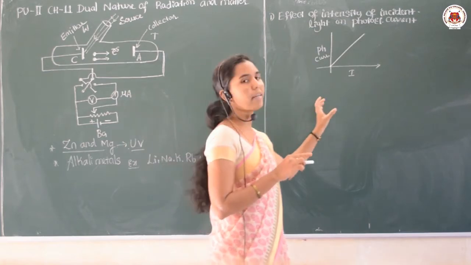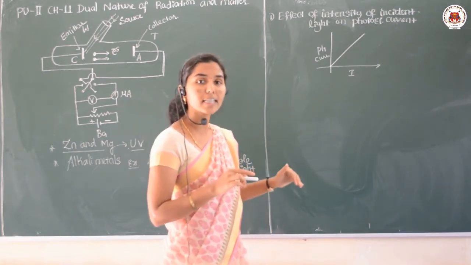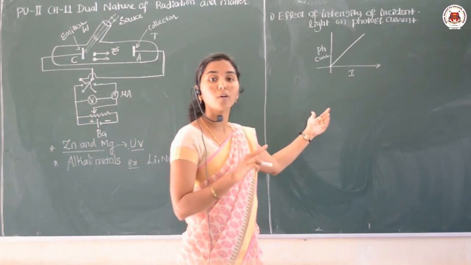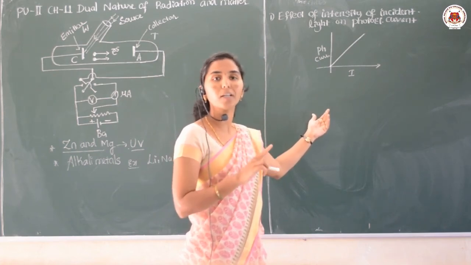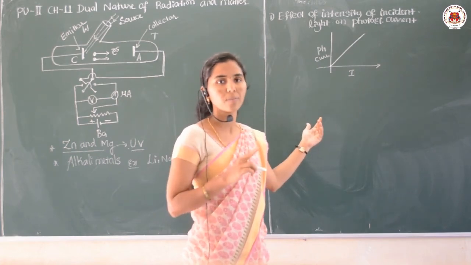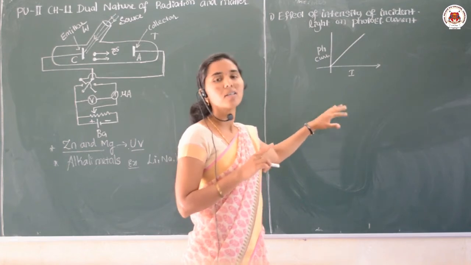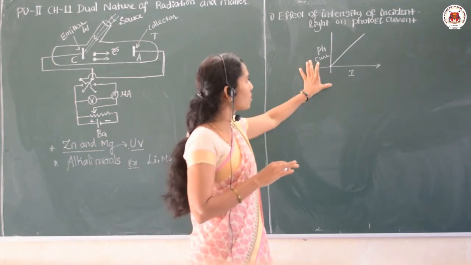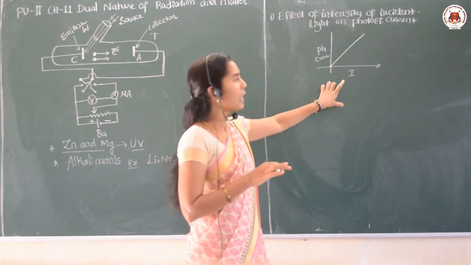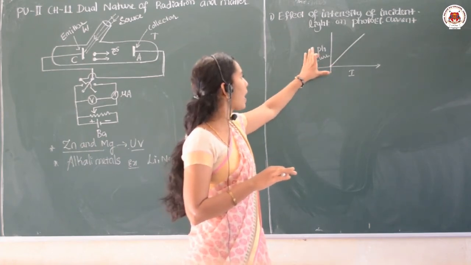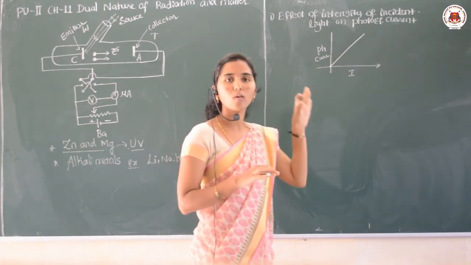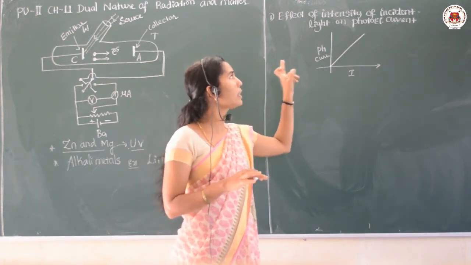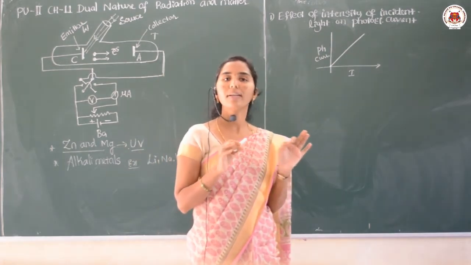If the intensity decreases, then the photocurrent also decreases, because the number of photoelectrons emitted per second also decreases. If intensity increases, similarly the photocurrent also increases. This is a graph which connects the intensity of incident light and the photocurrent. I hope the point, the effect of intensity of incident light on the photocurrent, is clear.